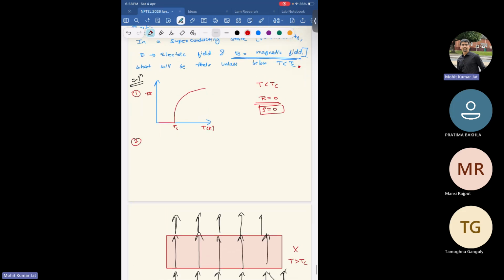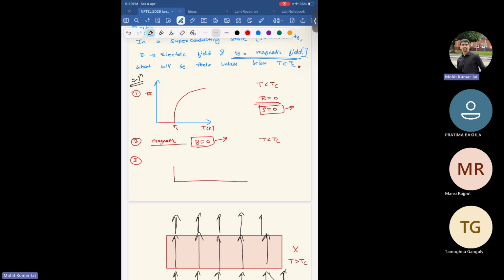Now the second part, magnetic field. We learned from the Meissner effect that below T less than Tc, as long as the state is superconducting, your magnetic field B inside will also be 0. So we know the answer of 2. Let's see the third one.